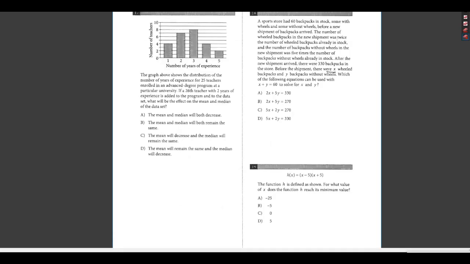Alright, number 17, we have a graph that shows a distribution of the number of years of experience of 25 teachers enrolled. So over here, number of years of experience. 1 year experience, we have 4 teachers. 2 years is 7 teachers. 3 years, 8 teachers. 4 years, 4 teachers. 5 years, 2 teachers, something like that. They are all 25 teachers.